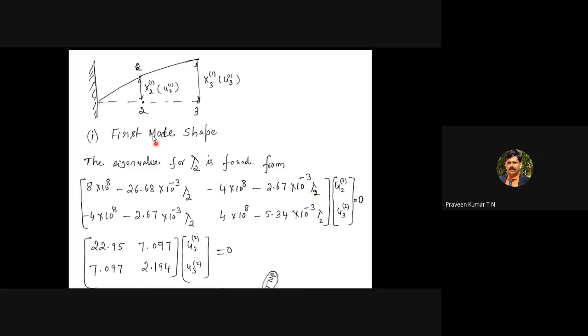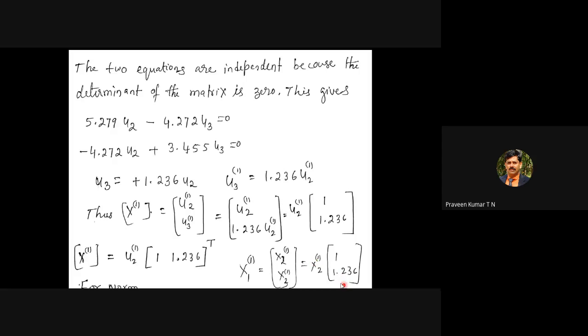Same thing is shown here. This is mode 1. When node 2 is moved by 1 mm, node 3 is moved by 1.236 mm, or you can say in terms of unit. There is no unit here. There is only relative motion you are specifying. If node 2 is moved by 1 meter, node 3 is moved by 1.236. That same thing you can see here.